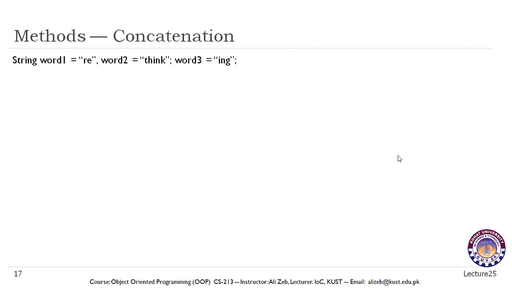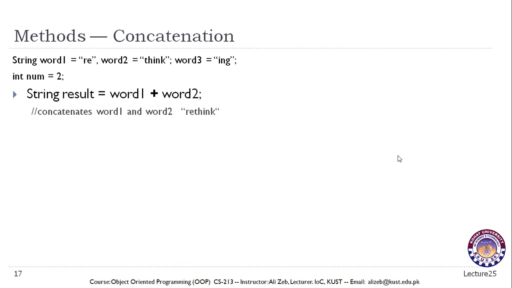We can also concatenate our strings. For example, we have two strings: string word1 is equal to re, string word2 is equal to think, and we have string word3 is equal to ing. If you want to combine these three strings, and maybe if you want to combine a string with a number, the result can be string result is equal to word1 plus word2, which should return rethink. It will concatenate word1 and word2 and return rethink, a combined version of these two strings.